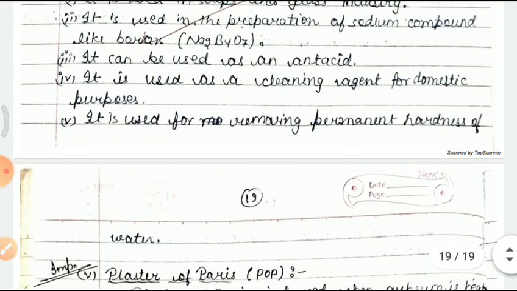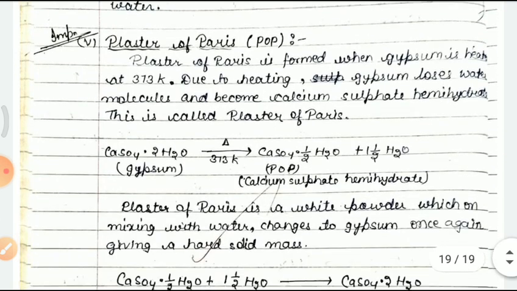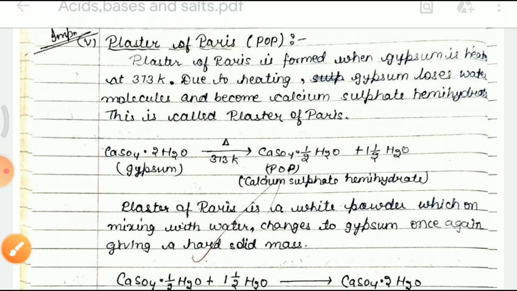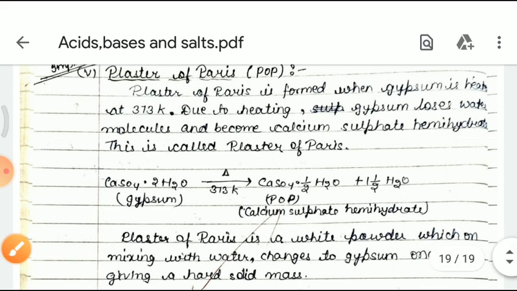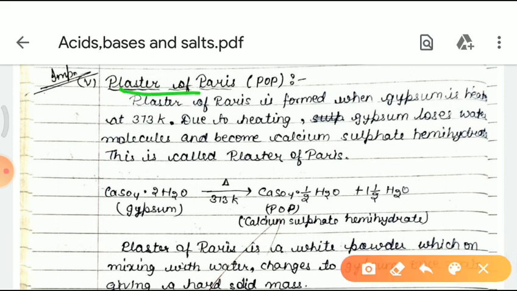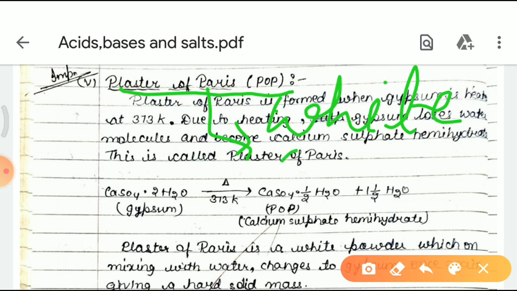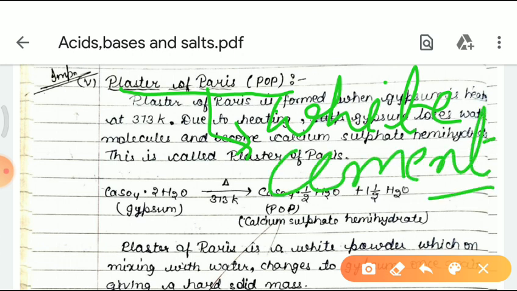Our last and final topic of this chapter is plaster of Paris. This is very important, and there is a 19% chance that this will be asked in the exam. This plaster of Paris is generally called POP, right? Its name is what? POP. And in general we can also know it as white cement. Nowadays the white cement that we are having, that is plaster of Paris. Similarly, all those kinds of putties like the Birla putty, all those putties are plaster of Paris.